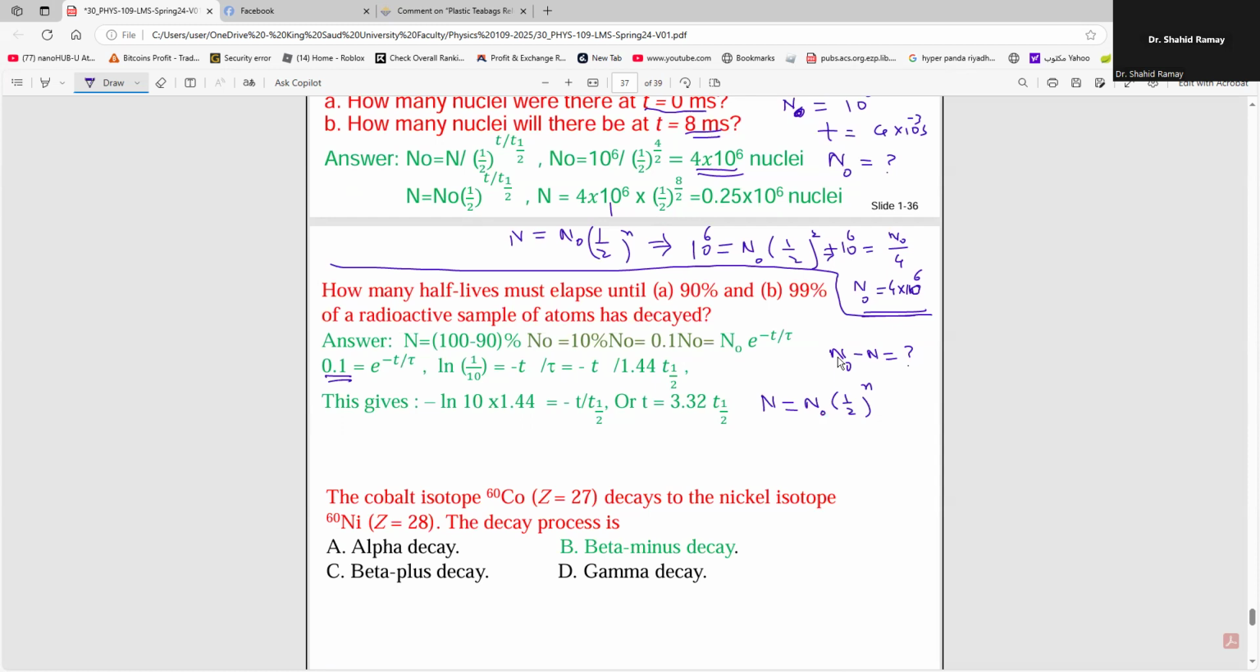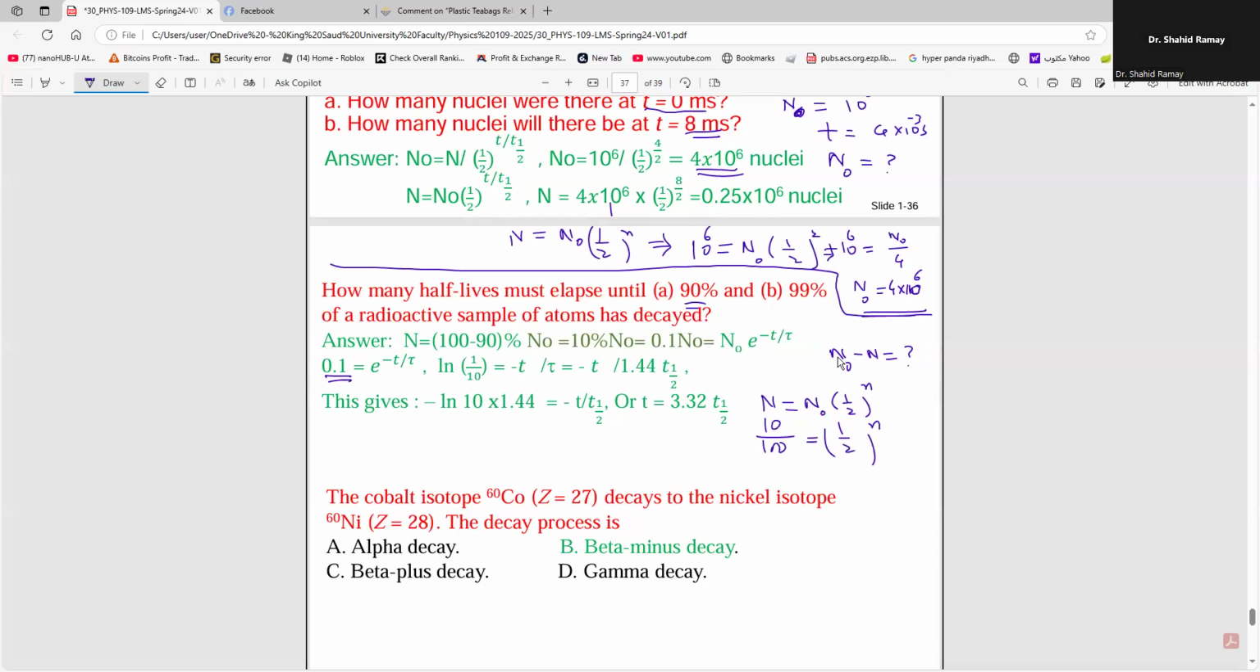This means that if 90% must have elapsed, the remaining undecayed will be 10%. So N is 10 and N naught, the total, is 100. And this is equal to 1 over 2 raised to power n. In this case, you can solve it for this n value. They have solved it in different ways and different styles.